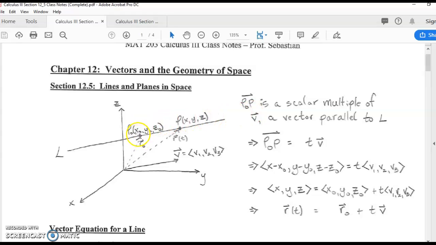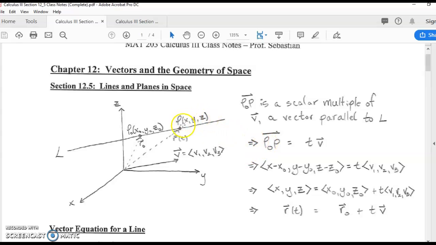We know one point on that line, the point P naught. X naught, Y naught, Z naught are its coordinates. So we know one point on the line. And we also know a vector v that the line is parallel to. Vector v has components v1, v2, and v3.